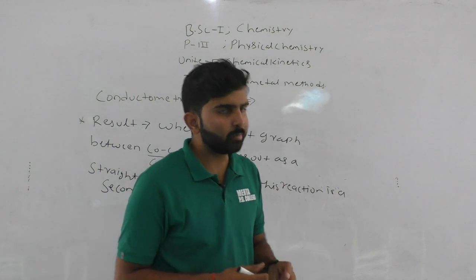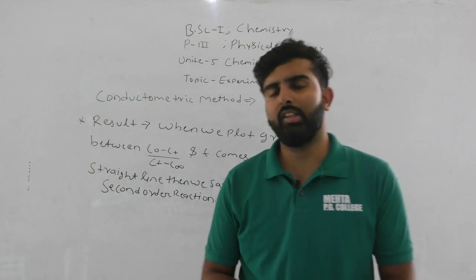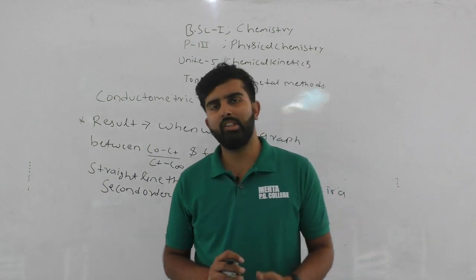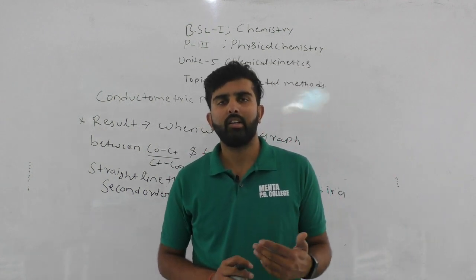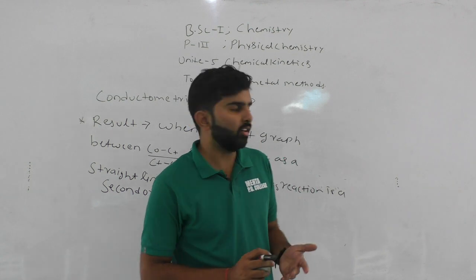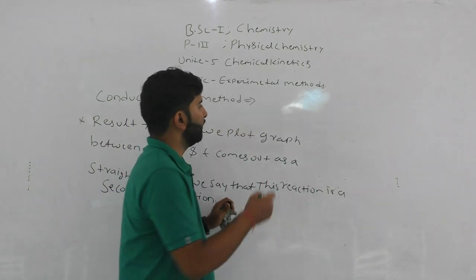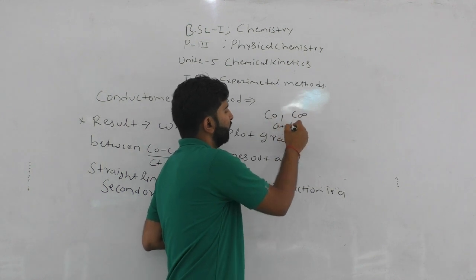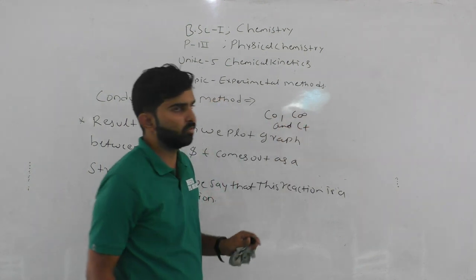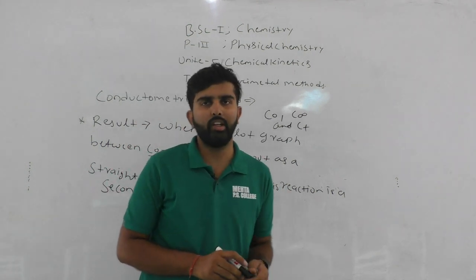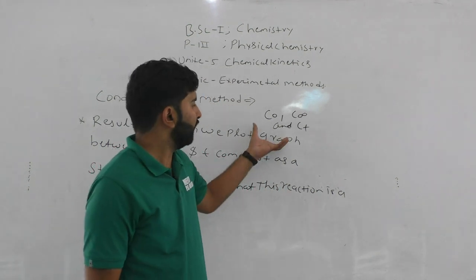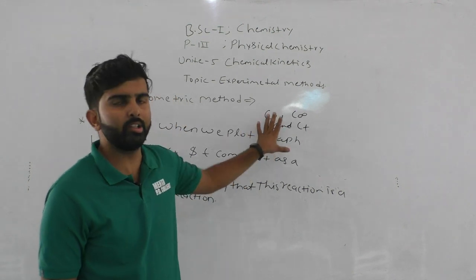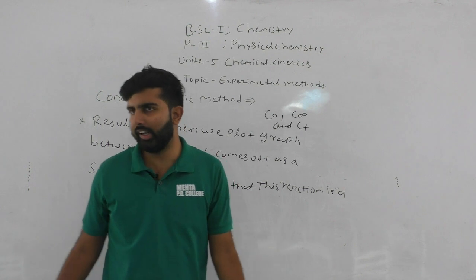Means in this method, first we analyze the conductance of reactants at initial time, means time equals to t0, and after the completion of the reaction, means in this method we measure the conductance at C naught, C infinite, and at a regular time interval Ct. Then we put these values into the integrated rate laws of a reaction. Here we put these values into a second order reaction.